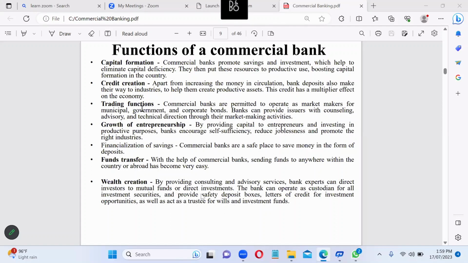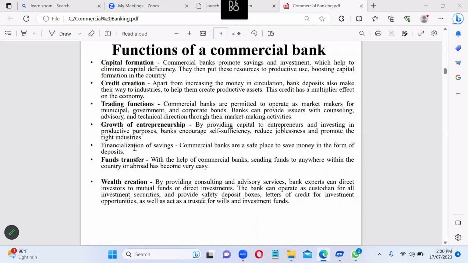Fourth thing is growth of entrepreneurship. By providing capital to entrepreneurs, many people nowadays are doing business. They are willing to do their own business, but they do not have capital in hand. So they go to the commercial bank, get a loan, and develop their business or entrepreneurship. For the growth of entrepreneurship, banks provide loans and invest in the productive process. Banks encourage self-sufficiency, reduce joblessness, and promote the right industry. Once they give a loan to the entrepreneur, they reduce unemployment in the economy also. So another main function of the commercial bank is growth of entrepreneurship. It helps the entrepreneurs in our nation or economy.